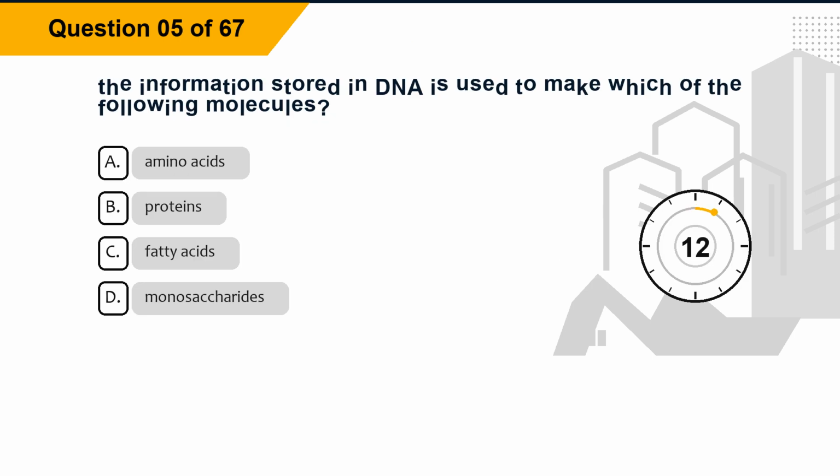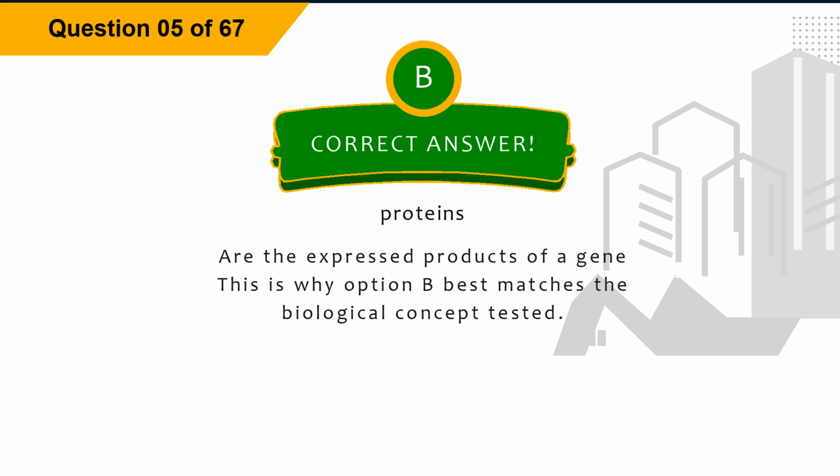Question 5. The information stored in DNA is used to make which of the following molecules? Option A, amino acids. Option B, proteins. Option C, fatty acids. Option D, monosaccharides. The correct answer is option B, proteins. Explanation. Proteins are the expressed products of a gene. This is why option B best matches the biological concept tested.